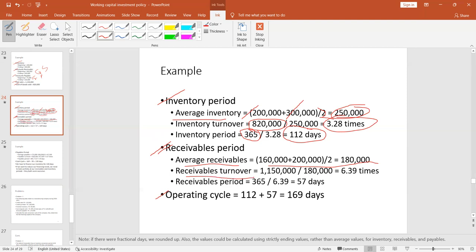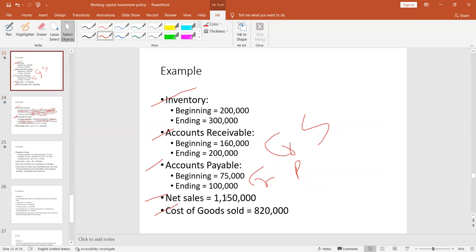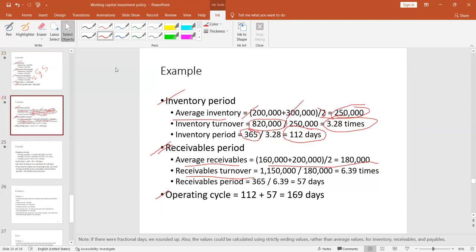Receivable turnover, sir. And this time, in case of receivable, we are not using cost of goods sold. Receivable is related to sales. When does receivable arise? Credit sales. So we need to know about sales. How much sales do we have? 11,50,000. So the formula is sales divided by average receivables. The result is 6.39 times.